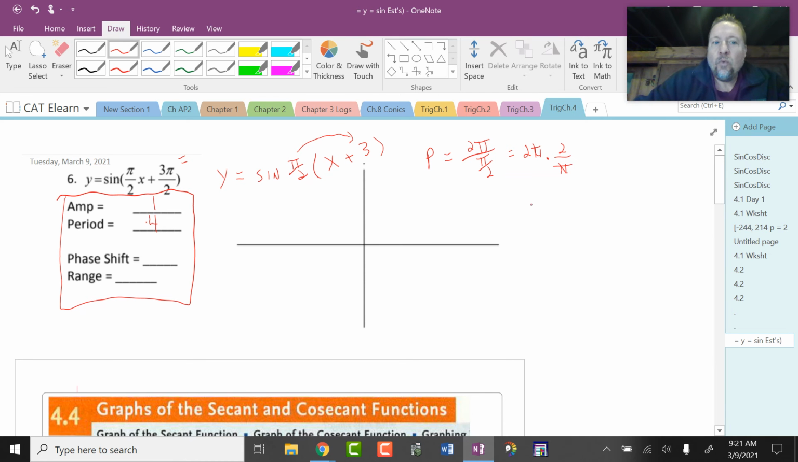Anywho, we do have a phase shift of 3, no pi in it, and it's 3 left. They'll be putting pi where it doesn't belong. And we'll talk about the range at the end. You should be able to do range now. The amplitude is 1. That means it goes from 1 to -1, and there's no up-down shift.